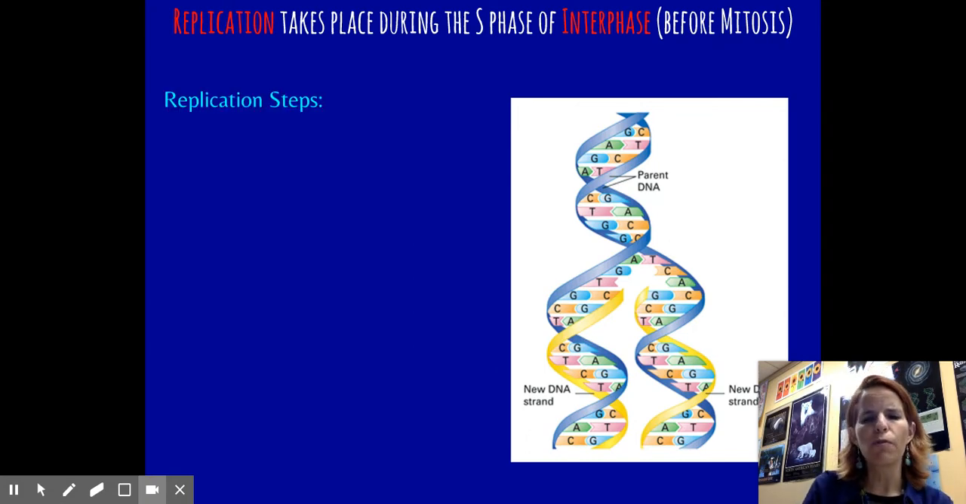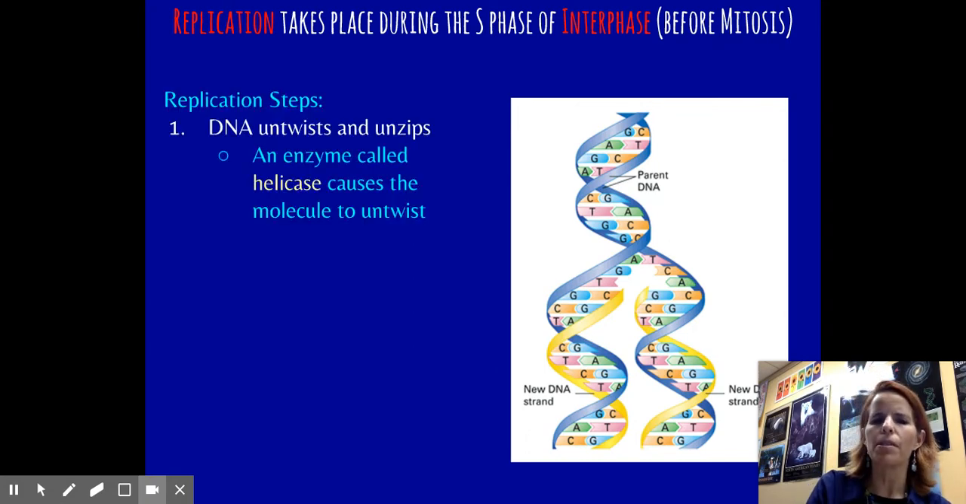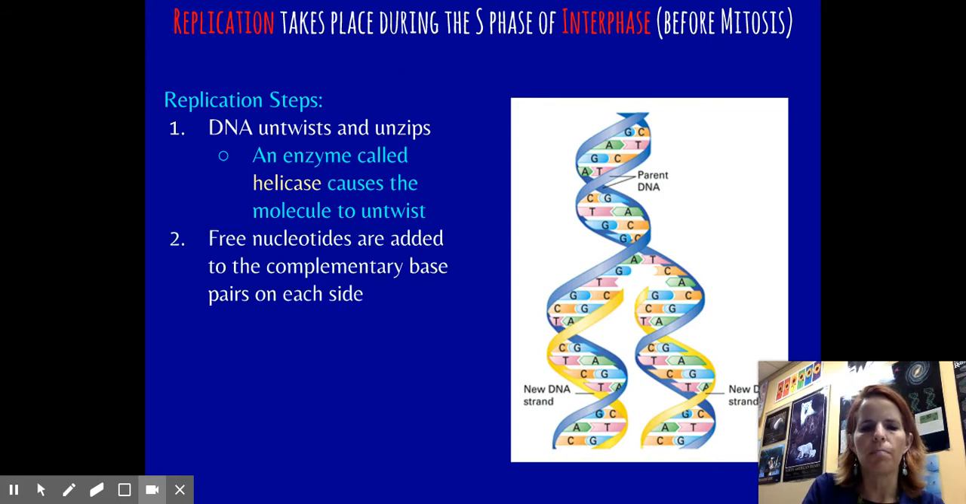So very straightforward, I'm going to give you some steps and then I'm going to make it a little bit more complicated. The first thing that happens is DNA untwists and unzips. Look at the top of the diagram, that's the original parent DNA. There's an enzyme that they're not showing you called helicase that untwists and unzips that molecule.